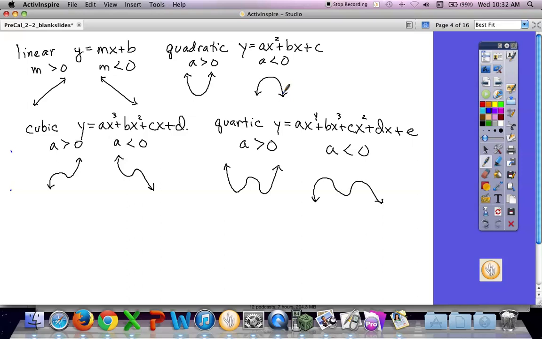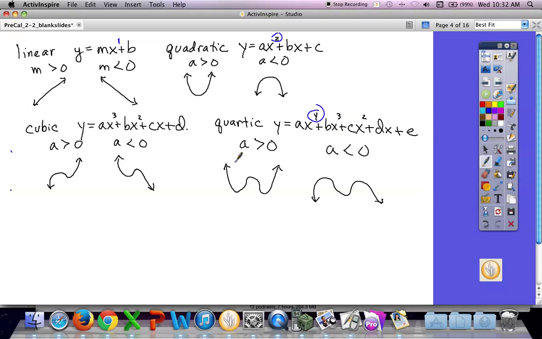And that's the pattern that we see with these terms, right? If the degree is odd, like mx to the first or ax to the third, then we would expect it to start low and end high, or start high and end low. That's exactly what these are doing. Right? If its degree is even, like 2 or 4, then we would expect that it either starts high and ends high, or starts low and ends low.